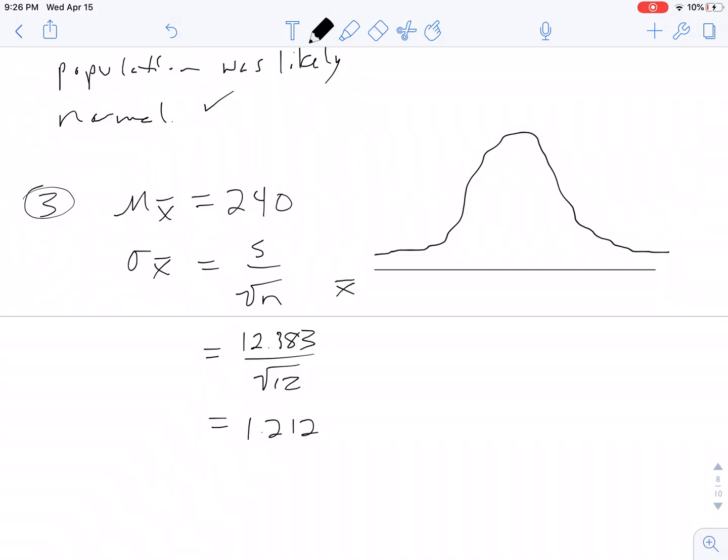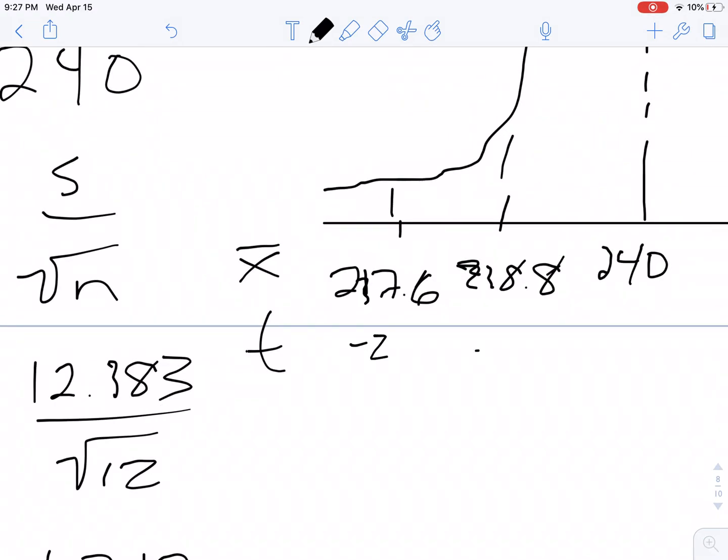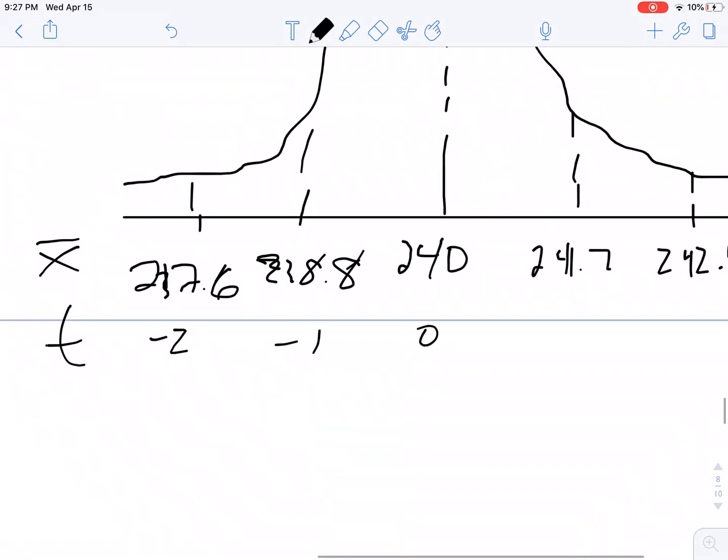Okay, so then this is X bar, and this is a T distribution, so that gets marked as T. I'm going to go ahead and center this at 240, and then I'm going to count by my standard error. So this would be about 241.2, 242.4, going down to 238.8, oops, and 237.6. All right, and then I'm going to go ahead and mark my corresponding T values.